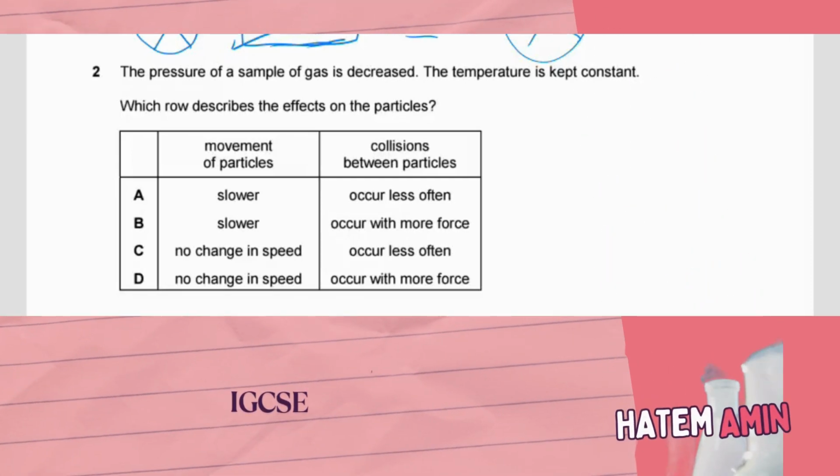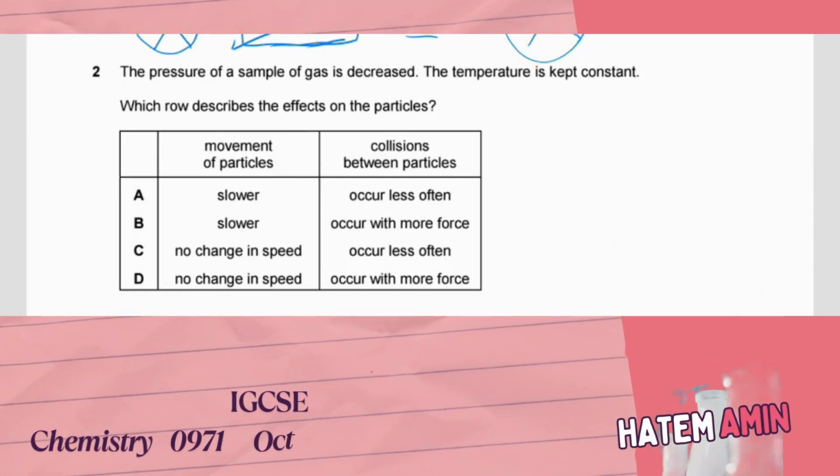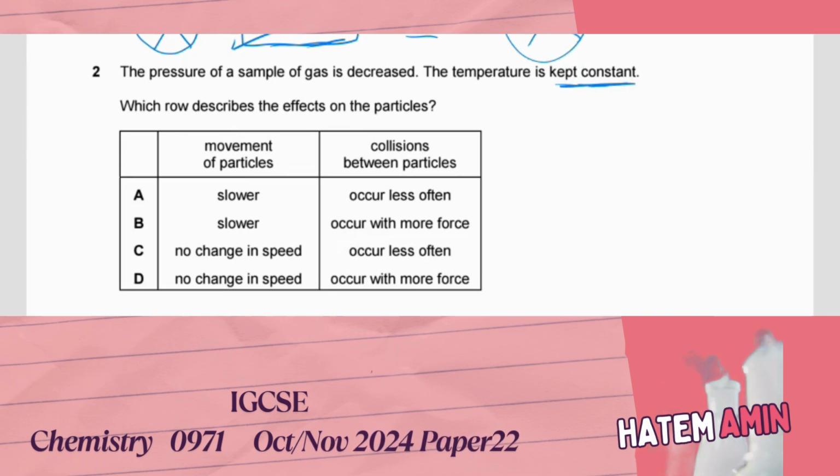The question is: the pressure of a sample of gas is decreased. So you decrease the pressure of the gas. The temperature is kept constant. Which row describes the effect on the particles? Here we have a constant factor, which is the temperature, and a changed factor, which is the pressure. As the temperature is constant, there is no change in the kinetic energy of our particles. There is no increase or decrease in the movement.